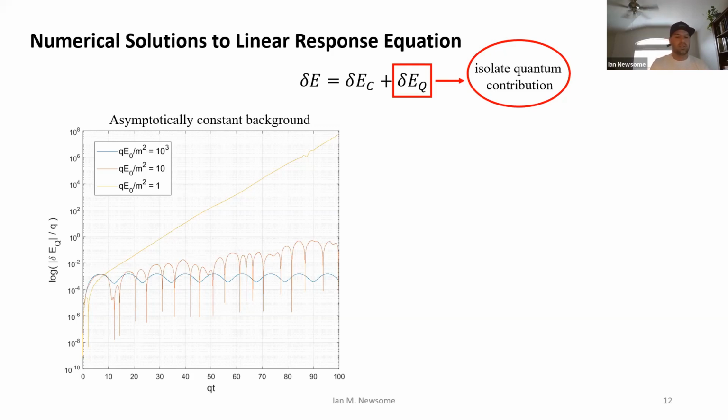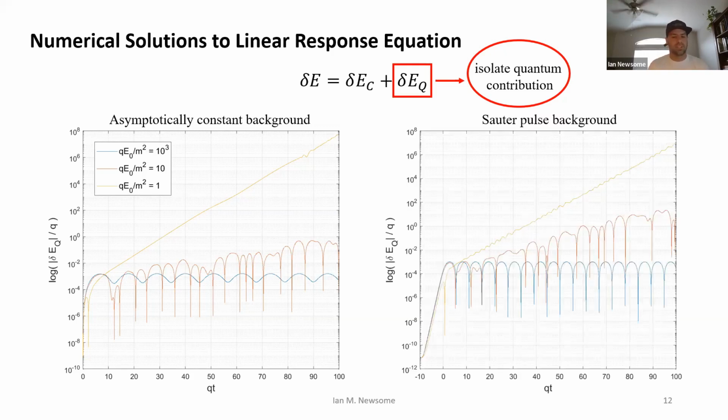Now, the plot on the right shows the same situation, except for the Sauter pulse background field case. There are some subtle differences in the behavior of the curves, but the overall qualitative behavior is the same in terms of the growth of quantum perturbations, especially the critical case where we see exponential growth.